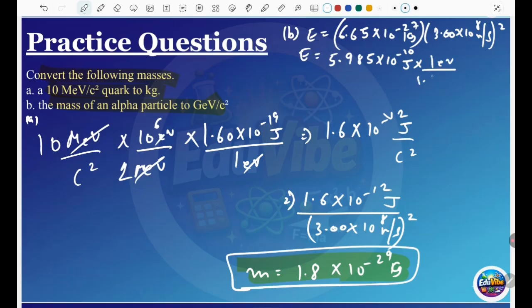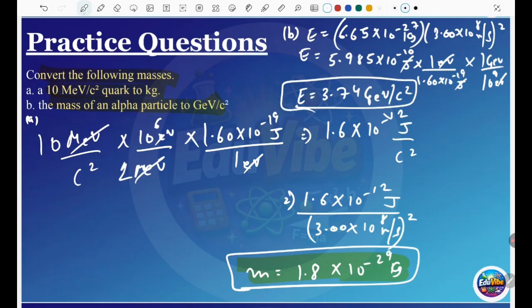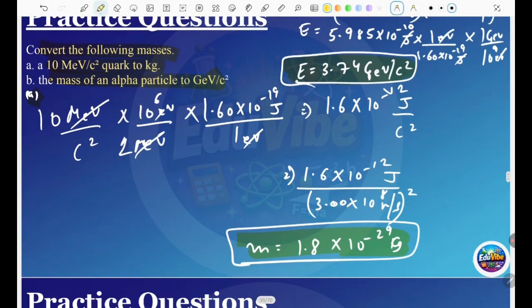In GeV, first we convert to eV with the multiplication of that thing. And for GeV, 1 GeV, divide this by 10^9 eV. So eV cancels. You get about 3.74 GeV. And c² you can write. Further on we can solve for GeV/c², but you leave it there, and that's your answer. This is the A part and this is your B part. That's all we have to work in this.